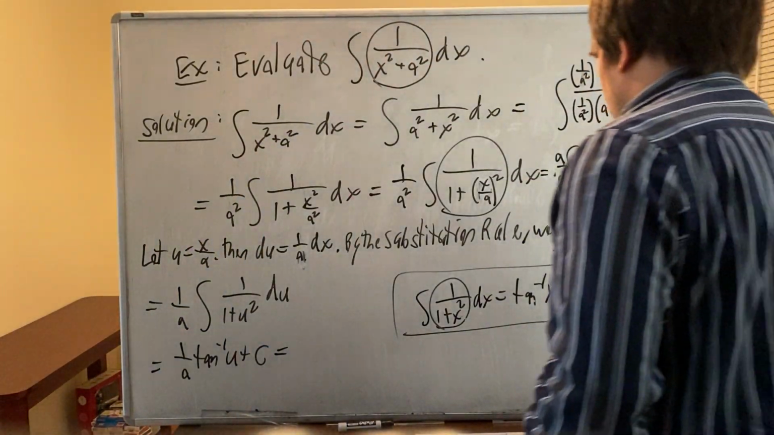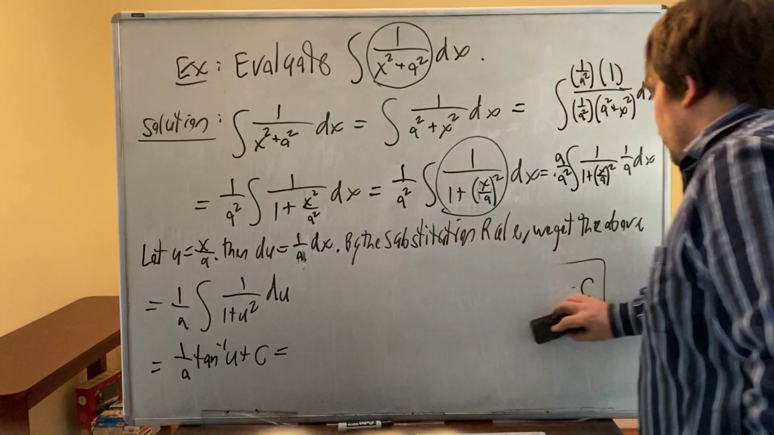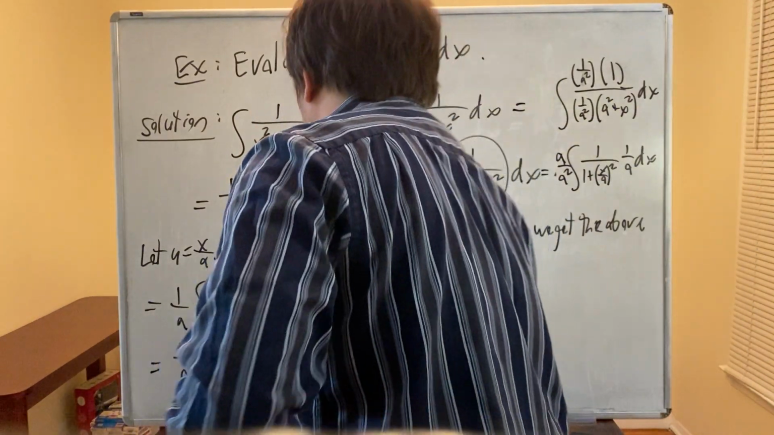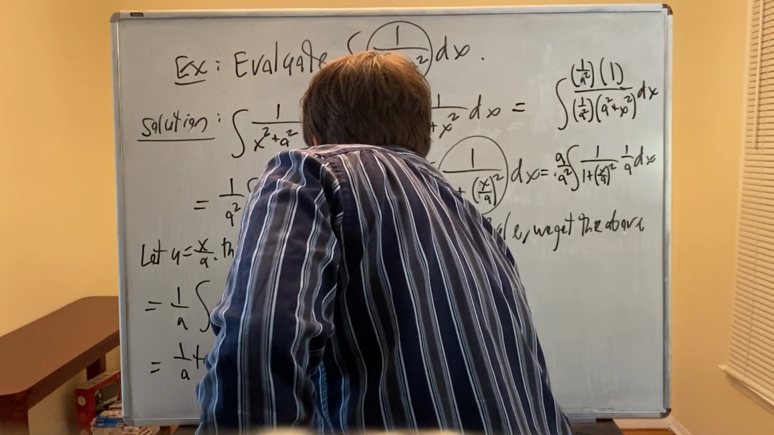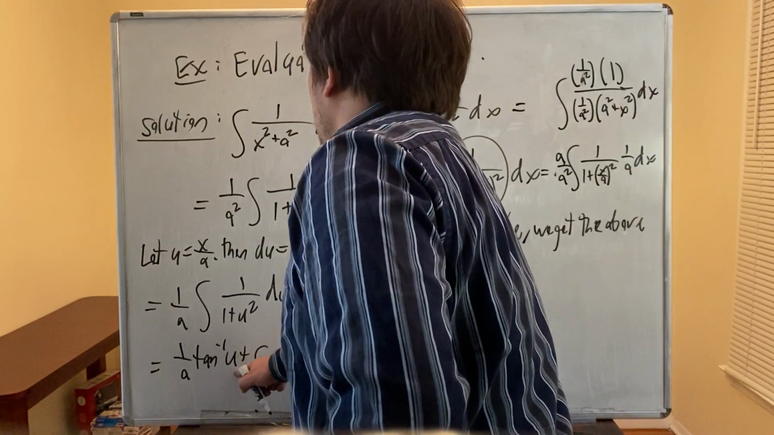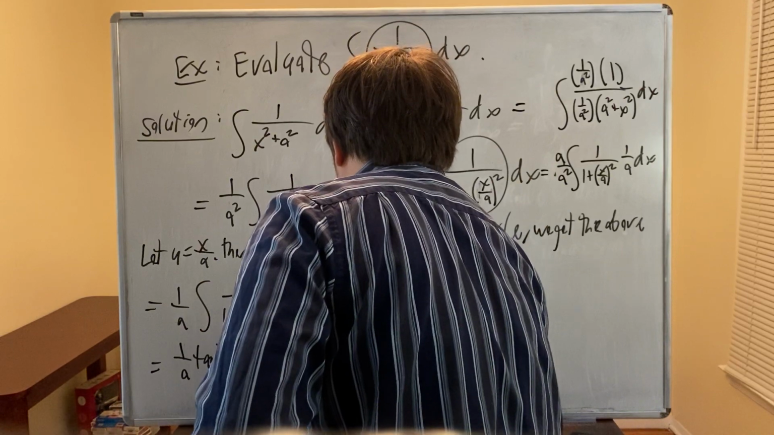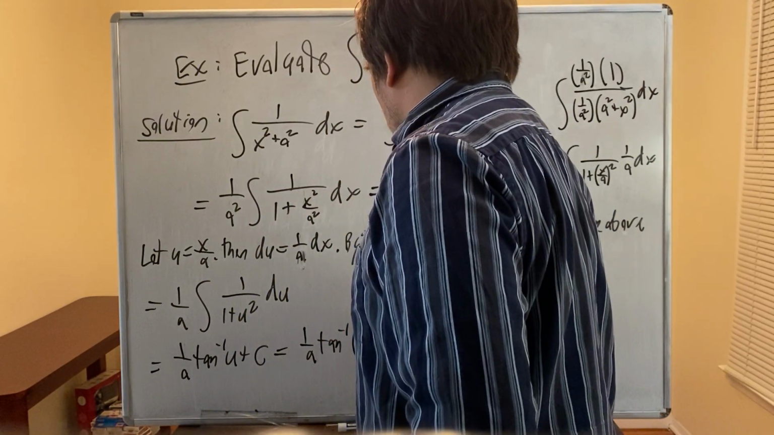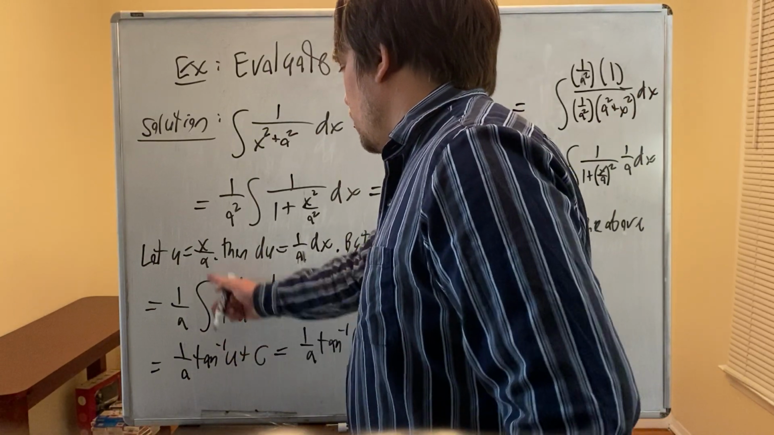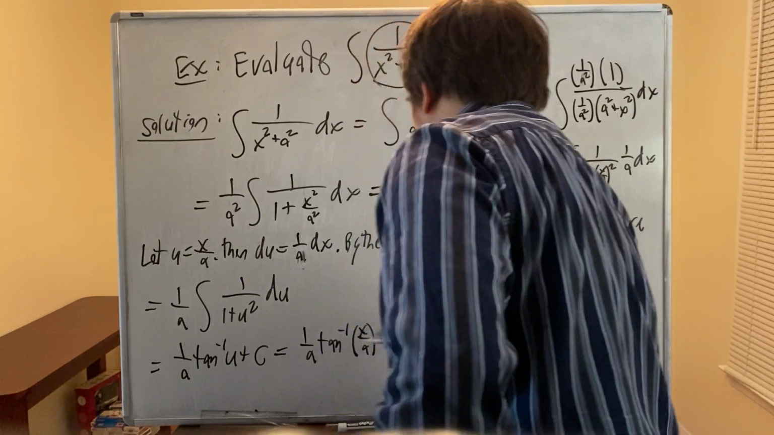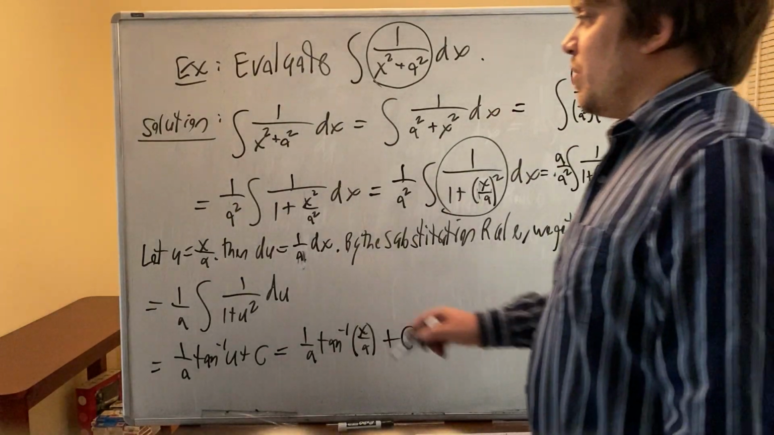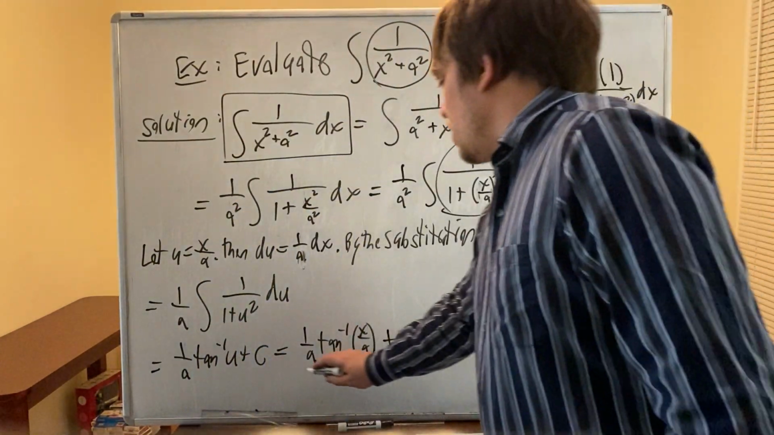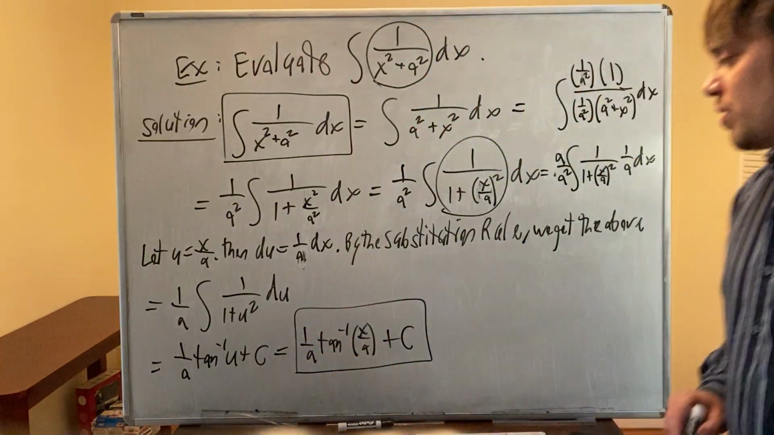So we use that for this equal sign. And now that's equal to 1 over a tan inverse. Now u is x over a. And so instead of u, you substitute back x over a because the original problem was in terms of x. So u is x over a, so tan inverse of x over a plus c. And so what did we find? We found the integral of 1 over x squared plus a squared dx is equal to 1 over a tan inverse of x over a plus c.